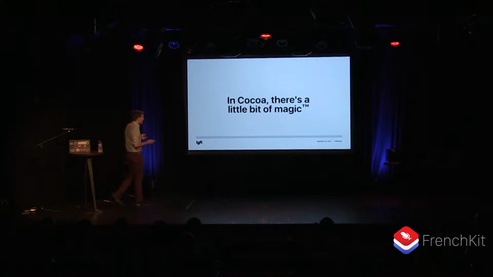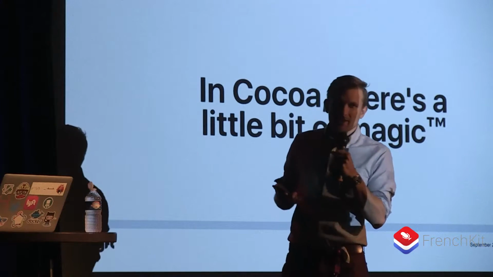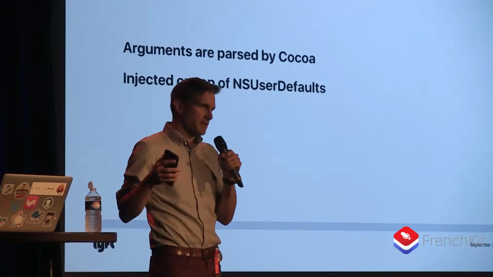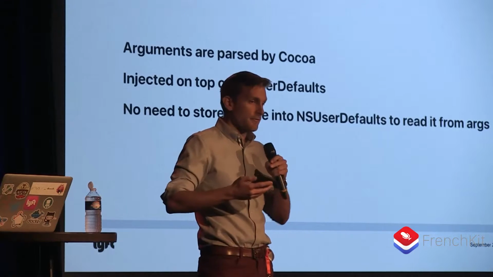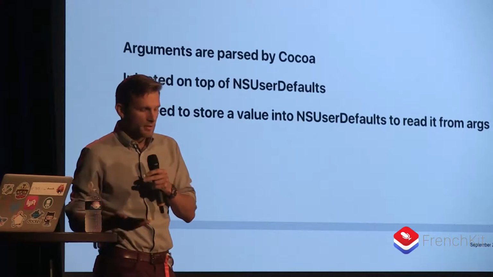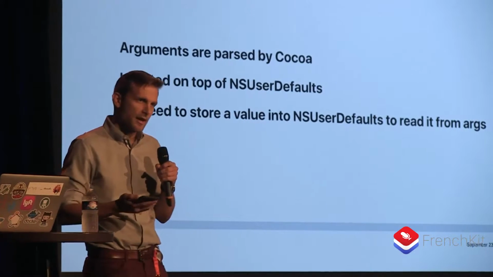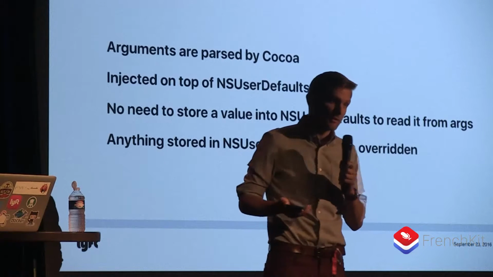So why am I showing this to you? In Cocoa, there's a little magic, and it basically handles some of these arguments for you. Arguments starting with a dash are parsed automatically, and they're injected on top of NSUserDefaults. This doesn't mean that you need to have these values in NSUserDefaults, but anything you pass through launch arguments, you'll be able to read as it was in NSUserDefaults. Also, anything that is stored in NSUserDefaults can be overridden with launch arguments.